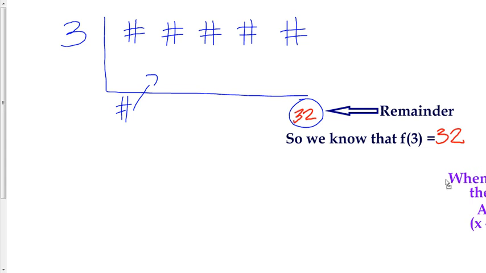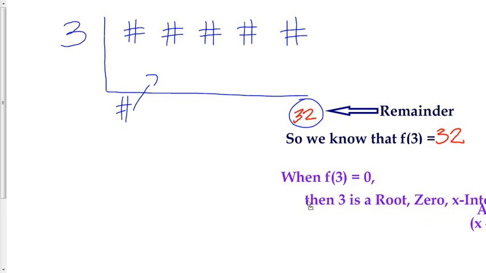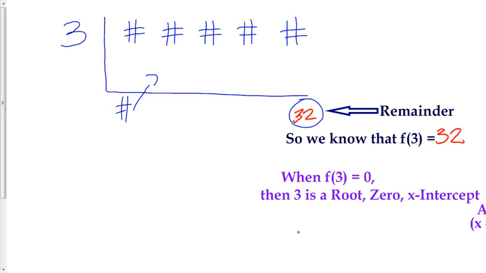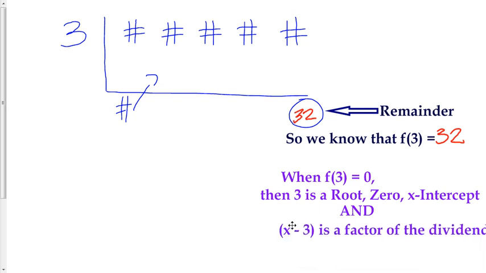If, by chance, you get something where it turns out to be 0 at the end, well, first off, we would know then that f of 3 is equal to 0. We would also know that since it is 0, 3 would be a root of this polynomial function, or a 0 of this polynomial function, or you can call it an x-intercept. And we would also know that x minus 3 is a factor of that dividend.